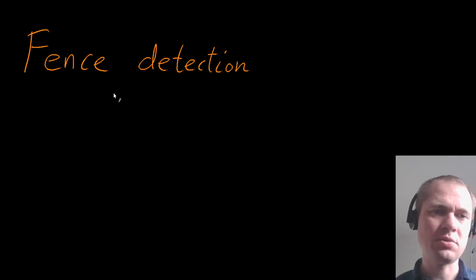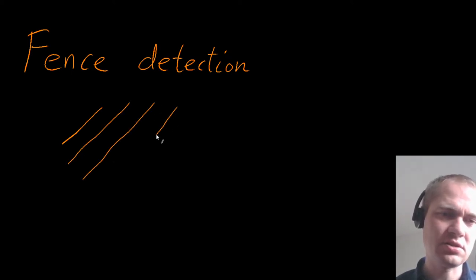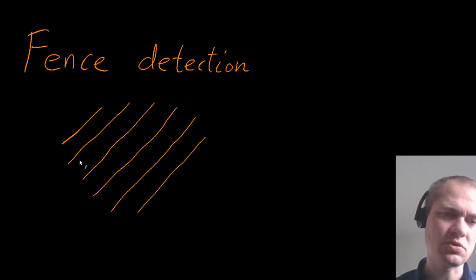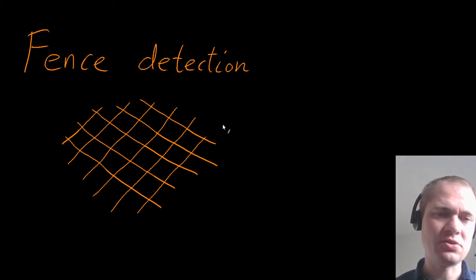Let's look a bit on the topic of fence detection. And for me, fences in images or fences in general are composed of lines, or at least a set of parallel lines that have this kind of structure. Some fences go up and down, others in some kind of cross direction, from top left to bottom right, or on the opposite. So this is an example of a fence structure.